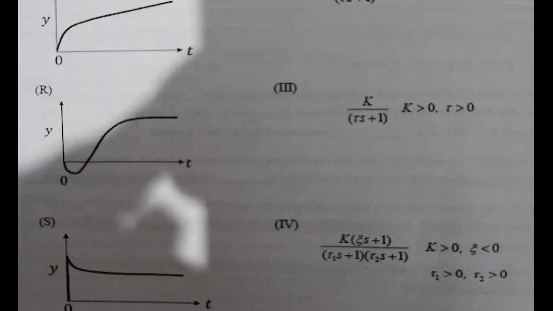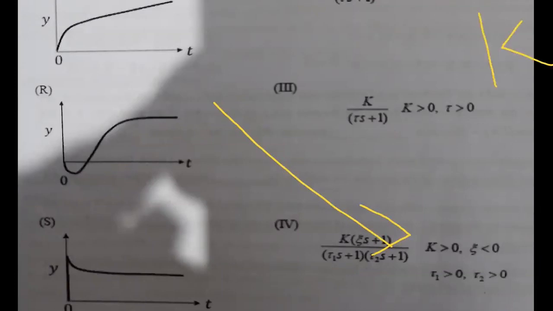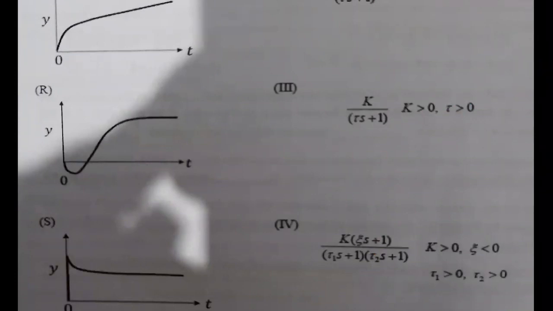And if you find the value of s, the value will come as what? Positive, right? If you put k into eta s plus 1 equal to 0 and find the value of s, you will get a positive value for the pole. So only one option is possible for R. R should be 4, right?